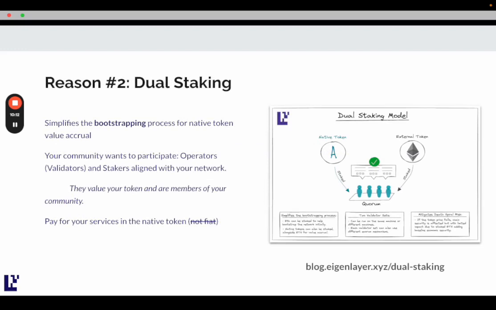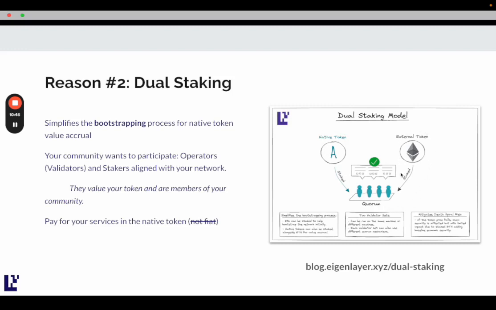EigenLayer also empowers a very powerful primitive, which is called dual staking. So that as a new project coming into EigenLayer or tapping into EigenLayer shared security, you do not simply have to restake Ethereum. You can also stake your native token. And if you're a new token starting out, and the market cap of that token might be very low, this is a great way to add utility, real utility to your token, so that those people who are running your service here, these operators, they have to stake both your native token and Ethereum.